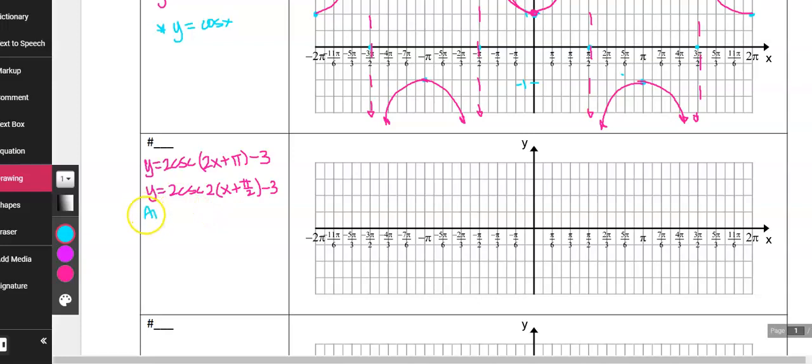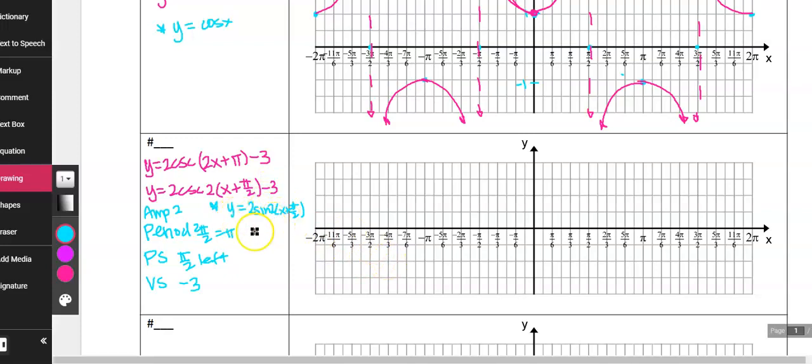All right, so I have amplitude of 2. I have period of 2 pi over 2, which is pi. Phase shift pi over 2 to the left. And vertical shift of negative 3. All right, I'm going to graph y equals 2 sine 2x plus pi over 2. And then we'll move all of them down 3.